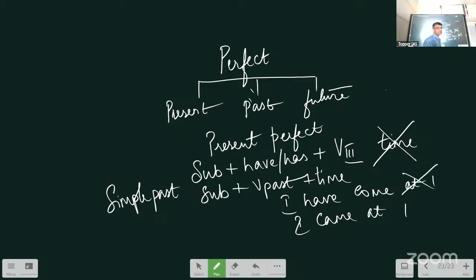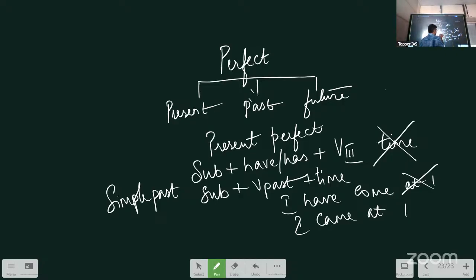I cannot write. ಇದರ ಅರ್ಥ ನಾನು ಬಂದಿದ್ದೀನಿ, ನಾನು ಬಂದೆ. ನಾನು ಊಟ ಮಾಡಿದ್ದೀನಿ, I have eaten. ನಾನು ಊಟ ಮಾಡಿದೆ, I ate. ನಾನು ಓದಿದ್ದೀನಿ, I have read. ನಾನು ಓದ್ದೆ, I read. ನಾನು ಬರ್ದಿದ್ದೀನಿ, I have written. ನಾನು ಬರ್ದೆ, I wrote. ನಾನು ನೋಡಿದ್ದೀನಿ, I have seen. ನಾನು ನೋಡ್ದೆ, I saw. So the difference is that you do not use time with present perfect.